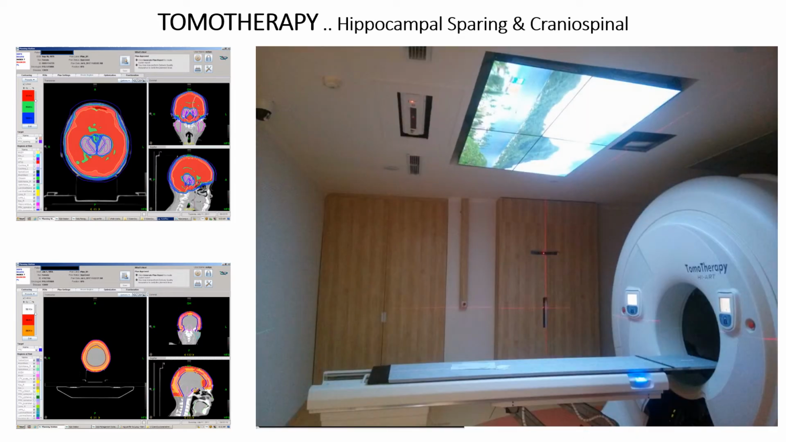This is how the tomotherapy machine looks, the only one in Indonesia, which is in the Radiation Oncology Department of RSCM FKUI. We also added an LCD screen on the ceiling so that the patient will be more comfortable during the treatment. This is especially important when we treat children, so they can watch their favorite videos during their radiation session.